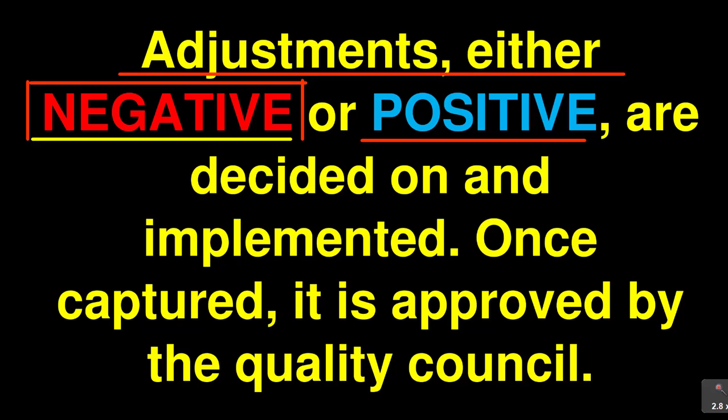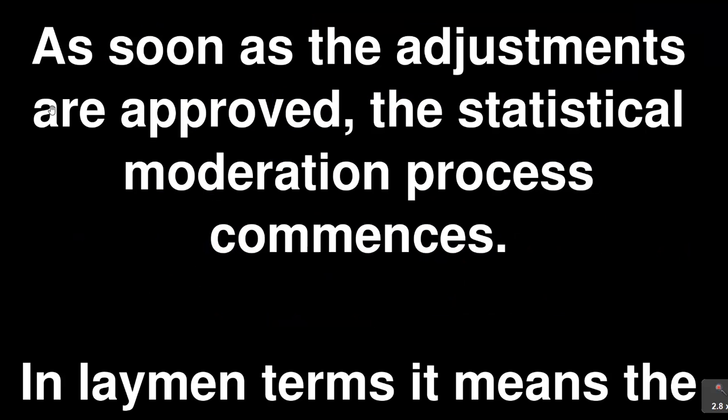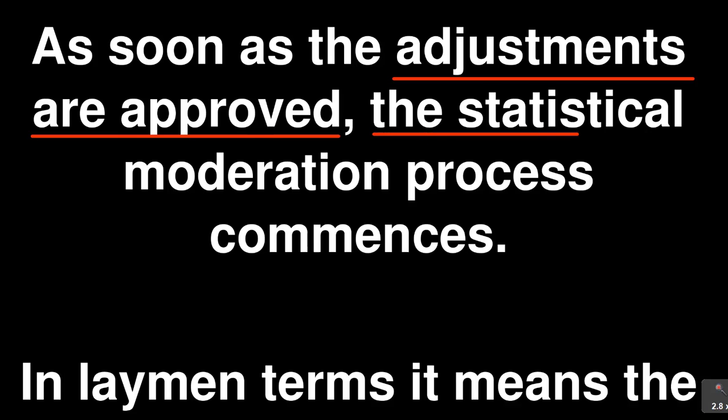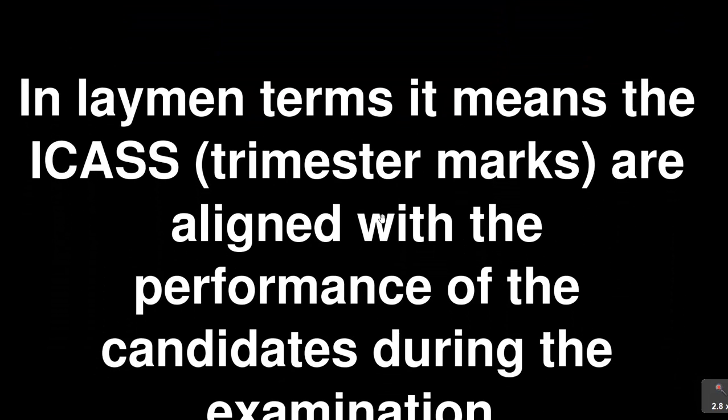So now let's look at this. It says they are decided and implemented. So they will implement those. Once captured, it is approved by the Quality Council. Remember, we said the Quality Council here is Umalusi. We're going to come back to this statement again. As soon as the adjustments are approved by the Quality Council, the statistical moderation process commences. Remember, they say there is a group of professional statisticians who are going to then do the moderation process. So they're saying, in layman's terms, it means the ICASS.